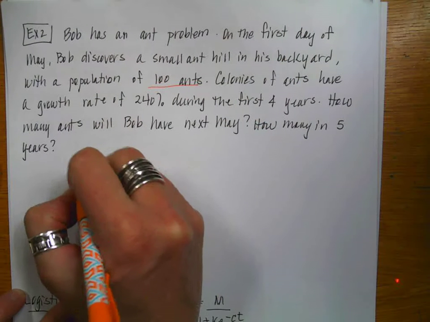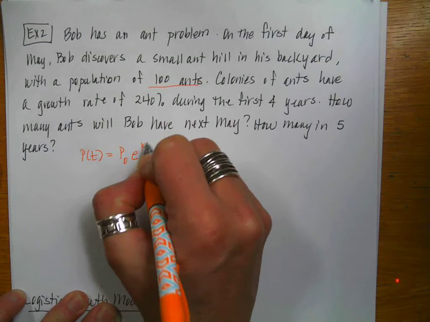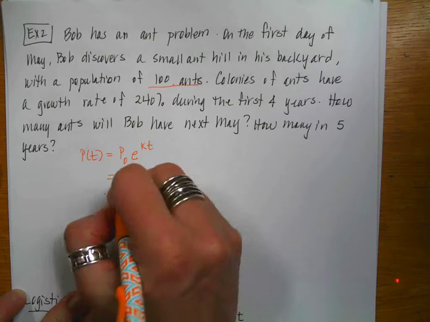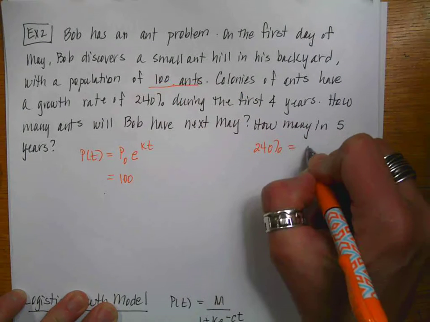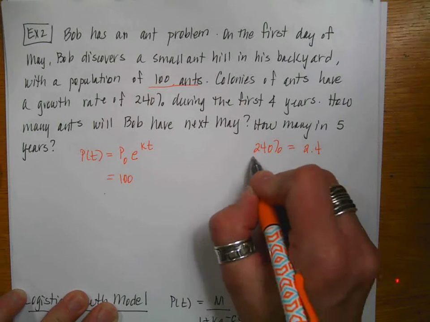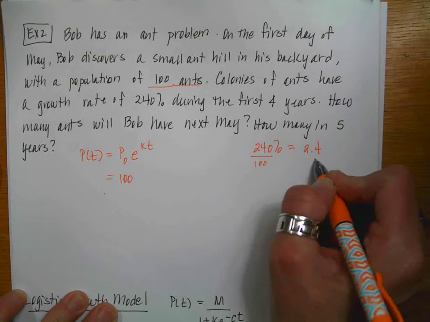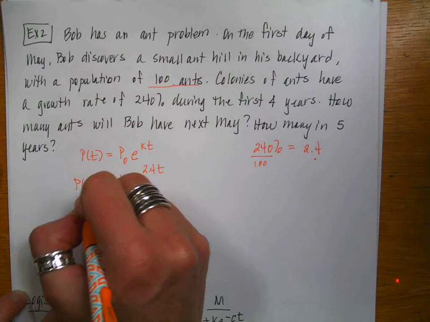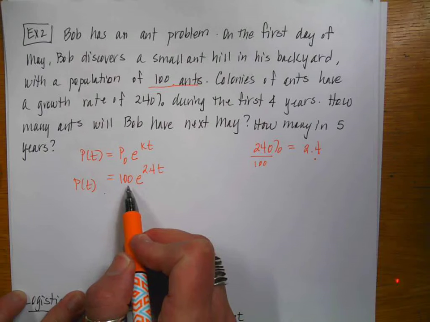Alrighty, so if we have our model, P of t is equal to P sub 0 e to the kt, we can substitute in everything we know. We know that our initial population is 100, and I'm going to do this over here. 240% is going to be 2.4 when you turn it into a decimal. If I took the 240 and divided it by 100, that would be where the 2.4 comes from. So e to the 2.4 times t. So that would be my model. We always want to make sure that we record the model that we're using.